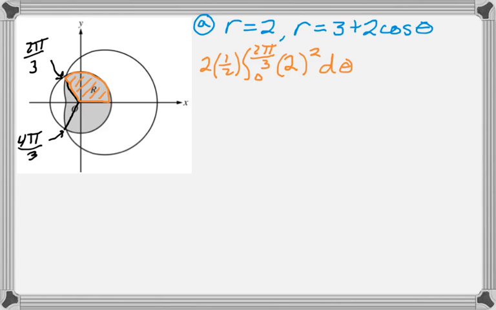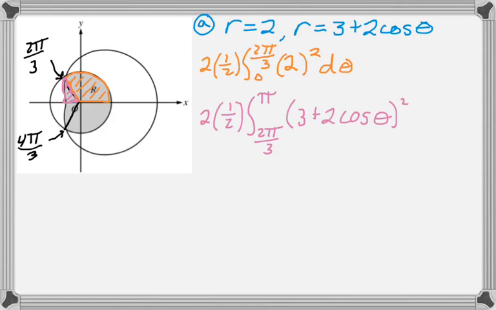So d theta. The next thing we're going to do is that other little region that you can see. Right there, there's two of those. So the 1/2 because it's a polar integral, and then from 2 pi over 3 to pi, and it's the other curve, and then square it, and then d theta.